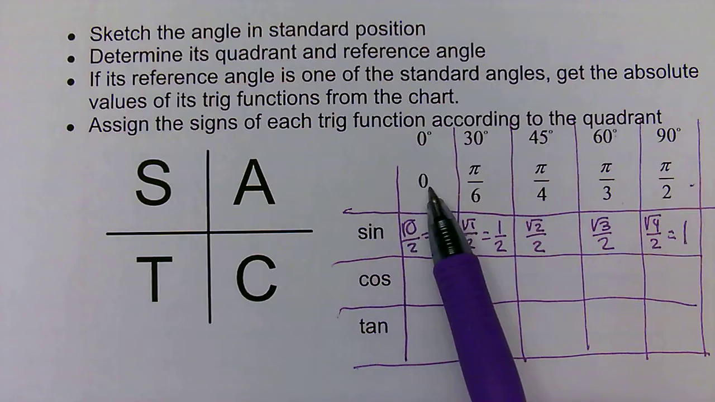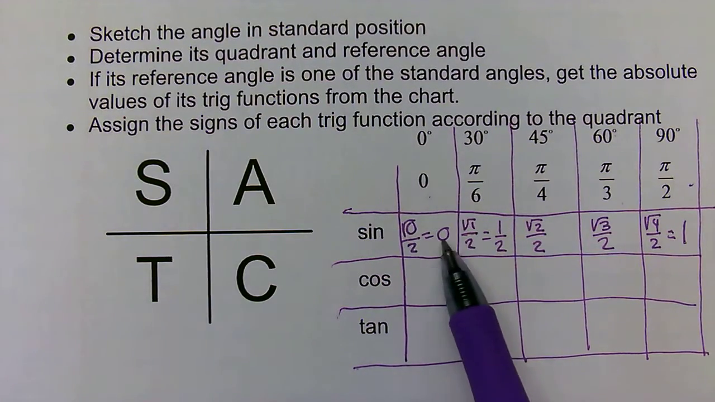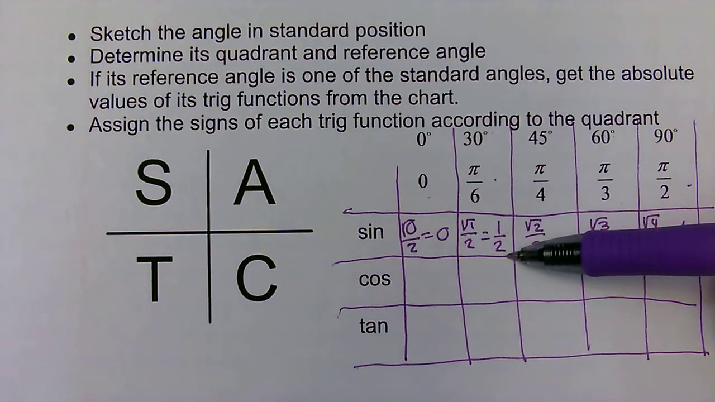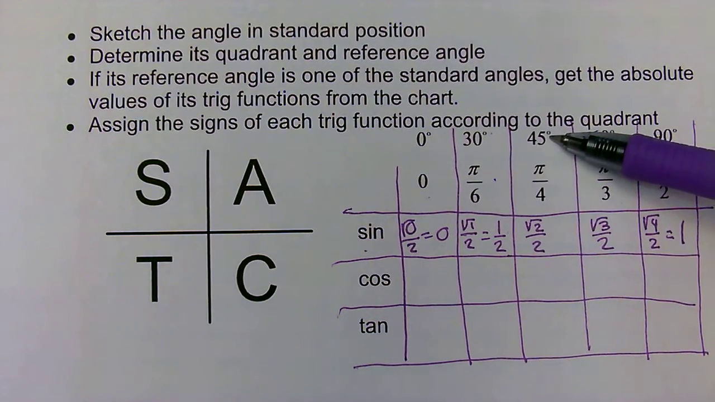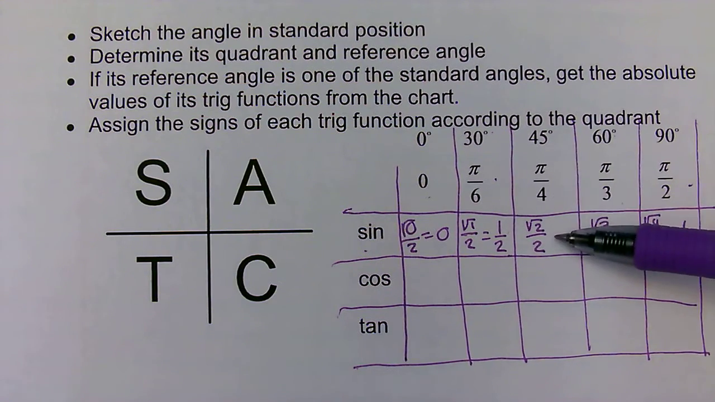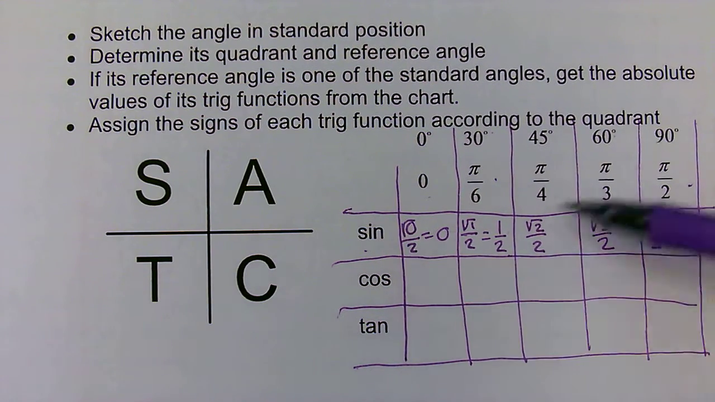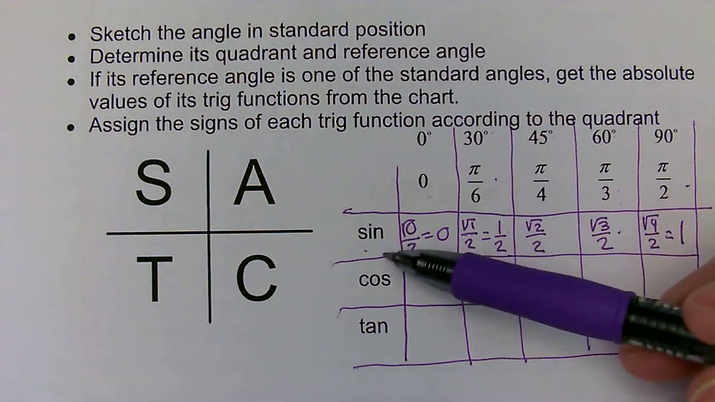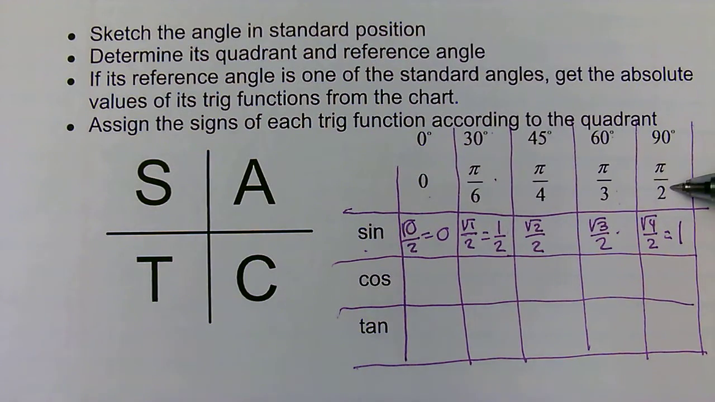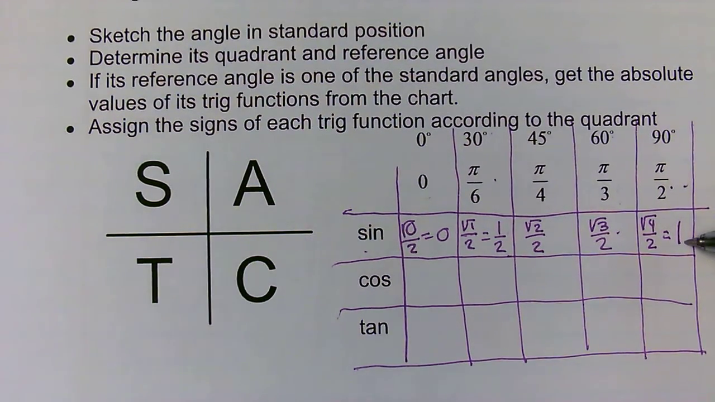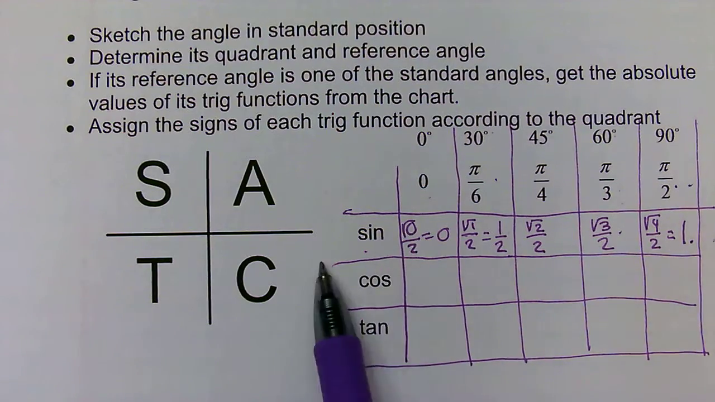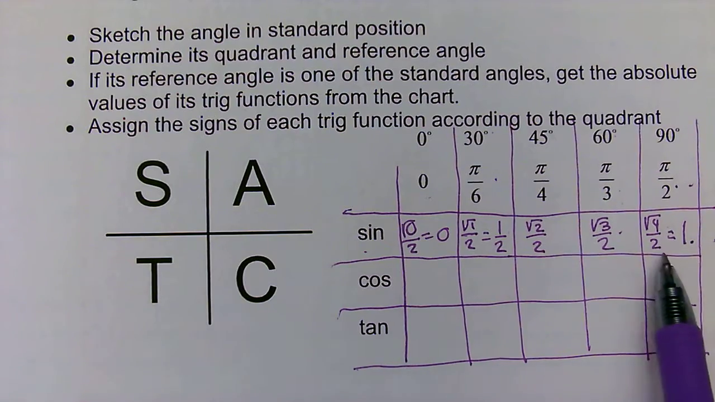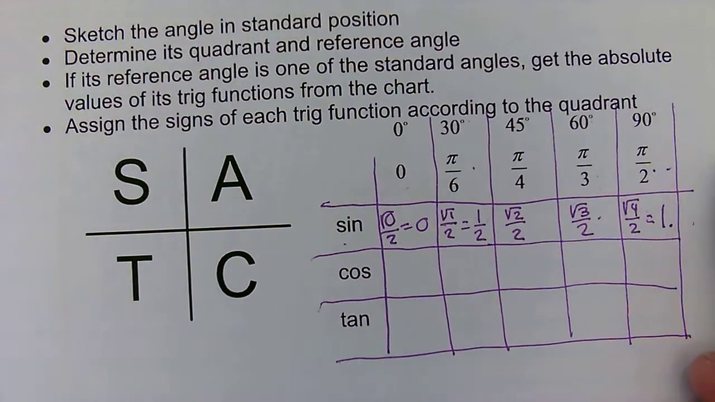So the sine of 0 degrees or radians is 0. The sine of either 30 degrees or pi over 6 radians is 1/2. The sine of 45 degrees or pi over 4 radians is the square root of 2 divided by 2. The sine of 60 degrees or pi over 3 radians is the square root of 3 over 2. And the sine of 90 degrees or pi over 2 radians is 1. So for the sine row, you count from 0 to 4, taking the square root, and put it over 2, and that gives you the values of the sines of the special angles.